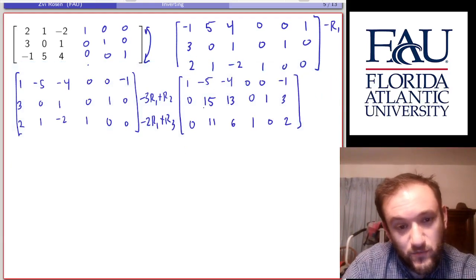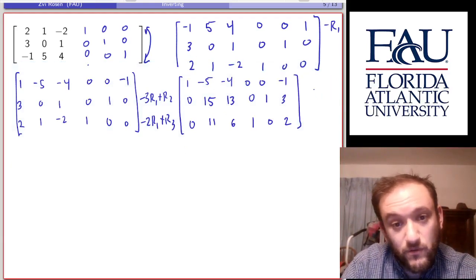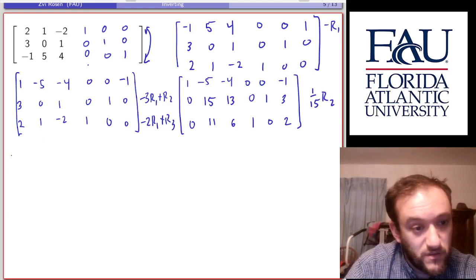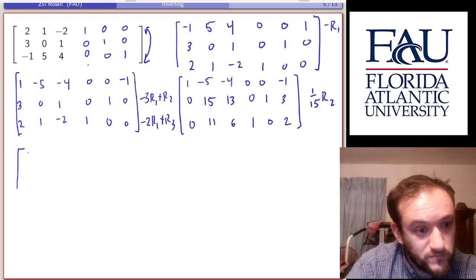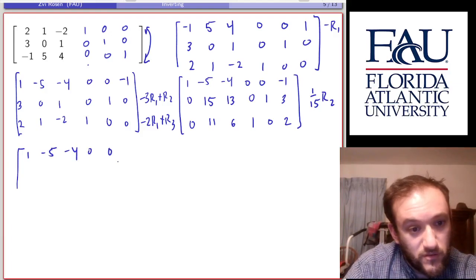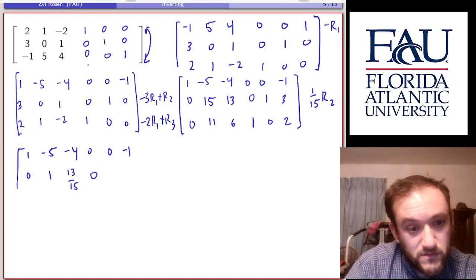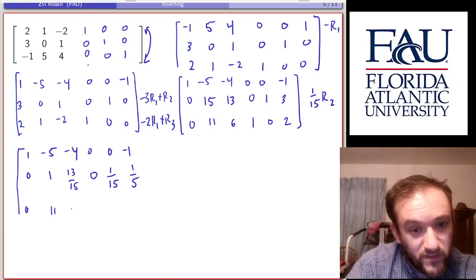Now, what do we do next? Well, we need to get a leading 1 in the second row, as we did before. So we take 1/15 row 2, and we get 1, -5, -4, 0, 0, -1, then 0, 1, 13/15, 0, 1/15, 1/5. And then the third row stays the same: 0, 11, 6, 1, 0, 2.